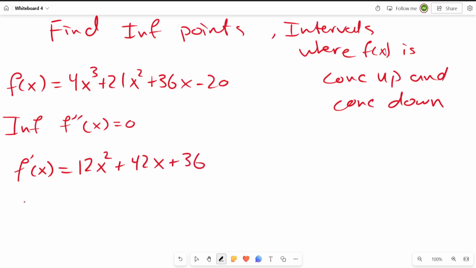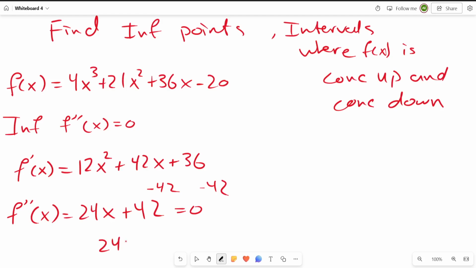That's my first derivative. My second derivative is going to be the differentiation of the first derivative, which is differentiation of this expression. So it's going to equal 24x plus 42. And then let's set that to 0 and solve. So let's subtract 42 on both sides. So we're going to have 24x equals negative 42.